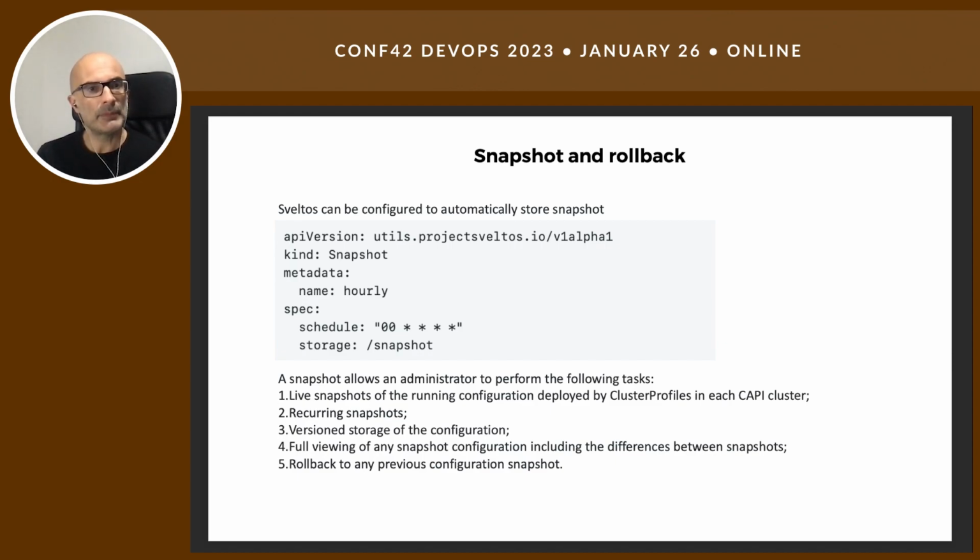And if there is something that you don't like, Sveltos also has support for rolling back the configuration. So you can tell Sveltos, bring the configuration back to this snapshot instance, and Sveltos will reconcile the management cluster configuration to the snapshot instance.